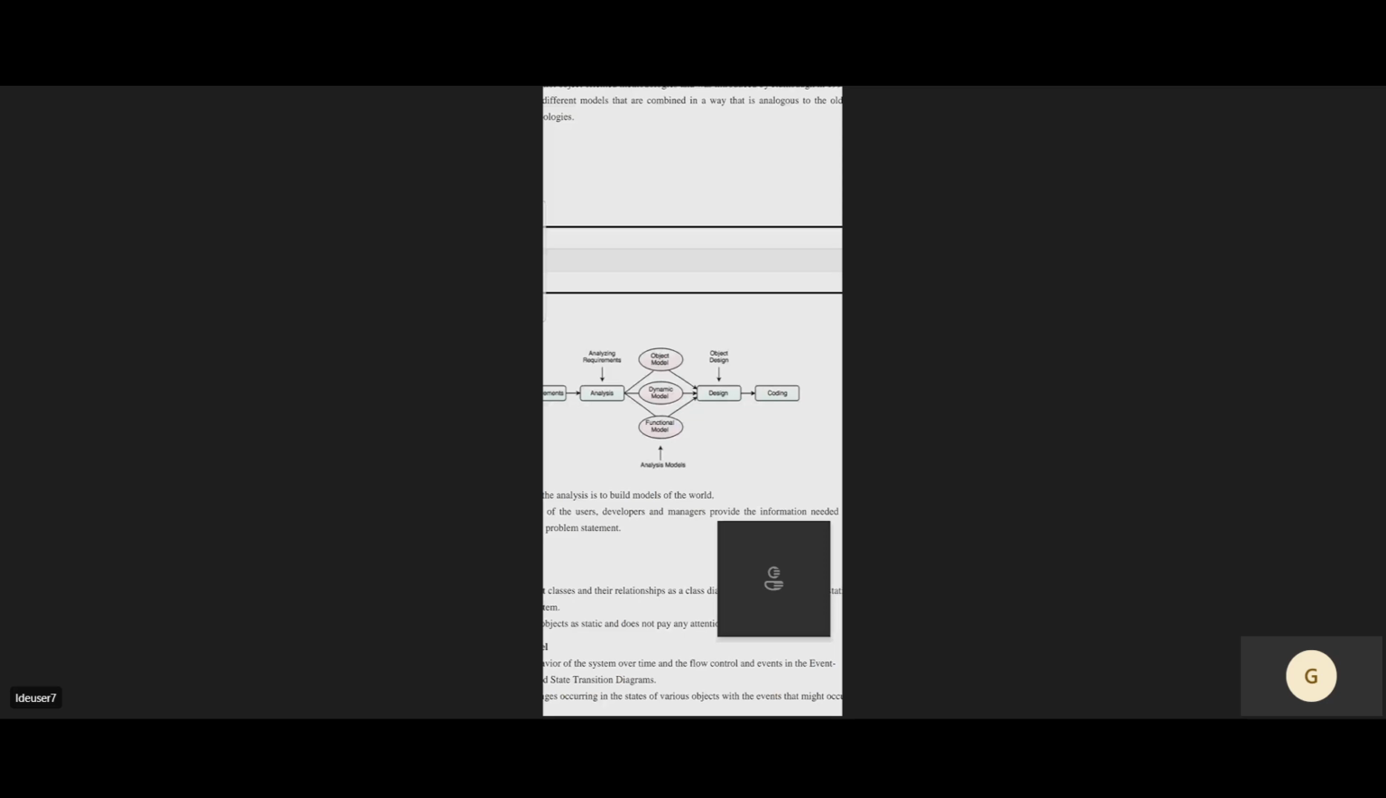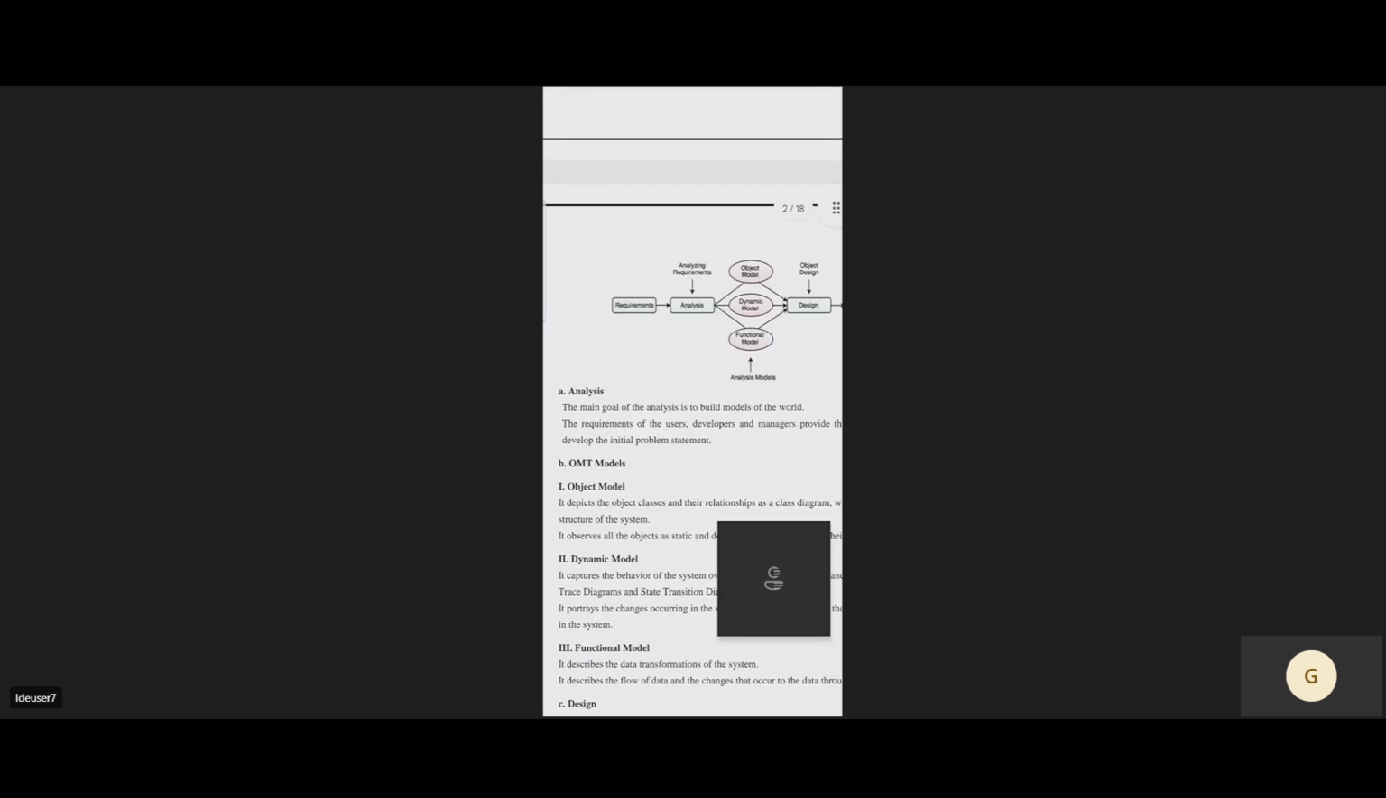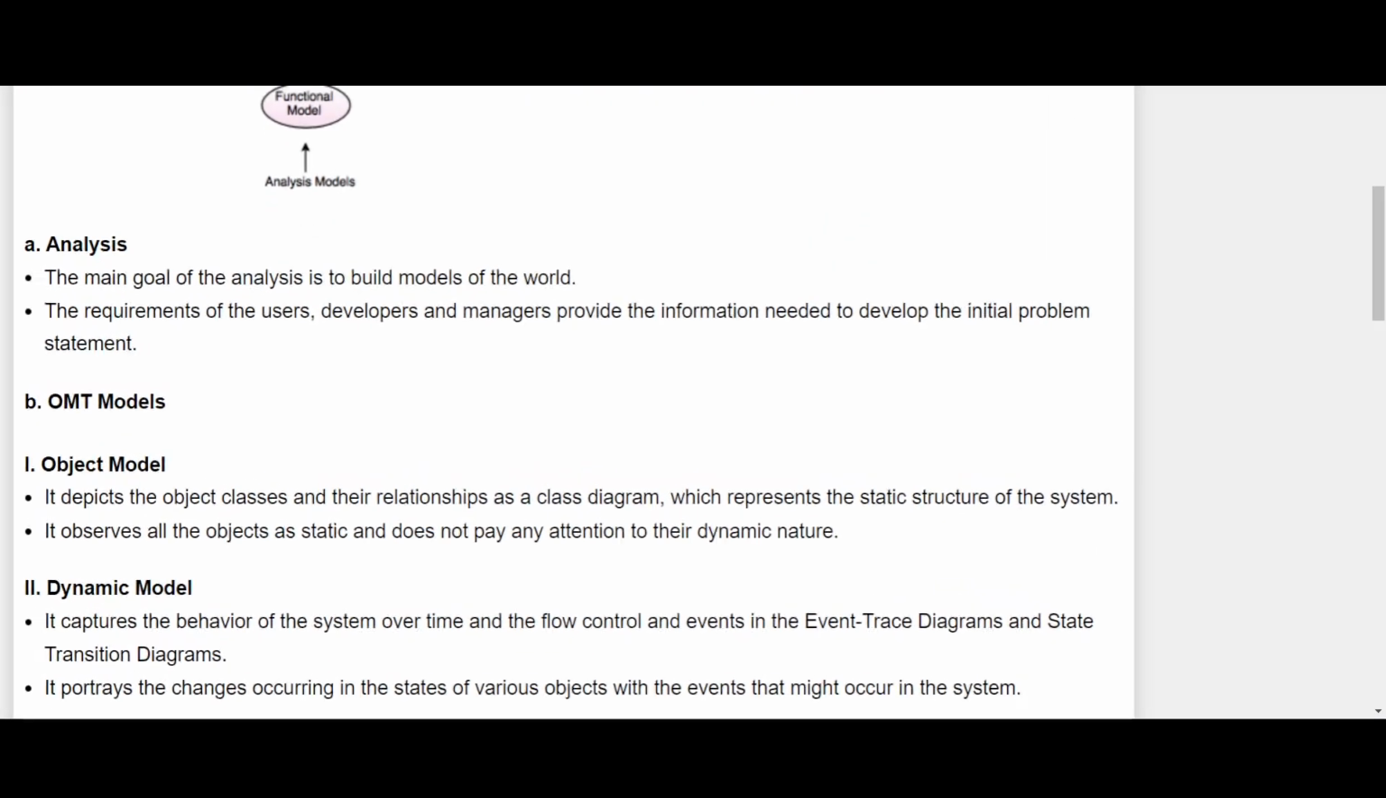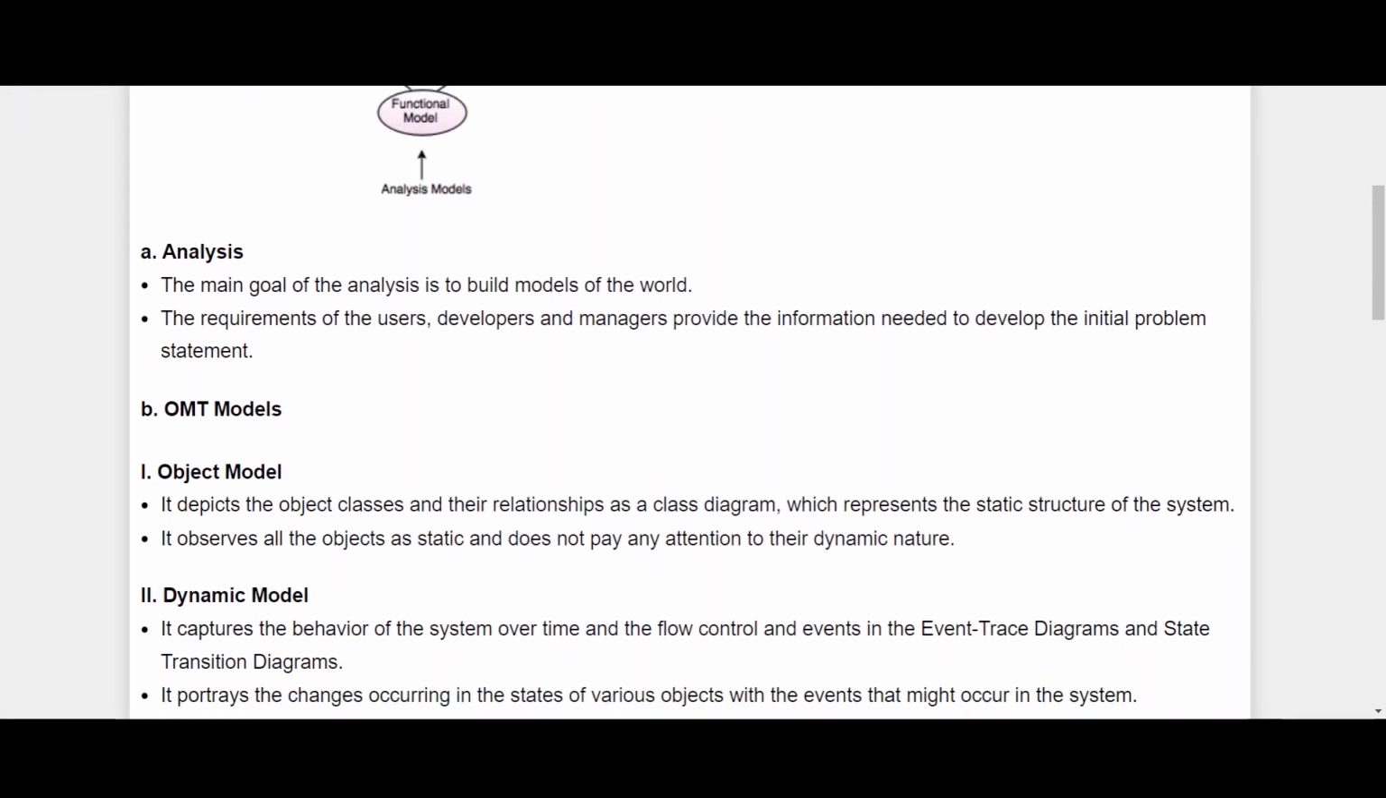Analyzing the requirements is done in analysis, and the object design will be done through the design process. All of these, the object model, dynamic model, and function model, come under the analysis model. So what do we mean by the analysis phase? The main goal of the analysis is to build models of the world. The requirements of the users, developers, and managers provide the information needed to develop the initial problem statement. That comes under the analysis phase.